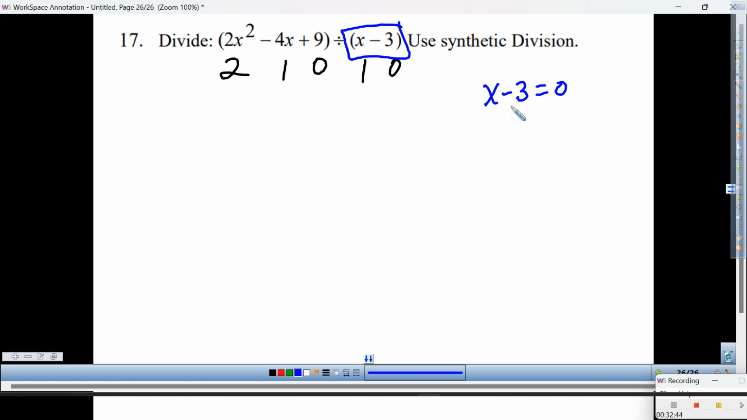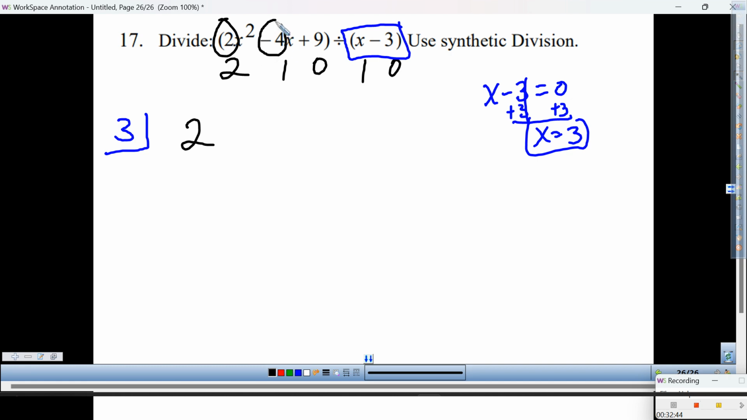Then we solve. Plus 3 plus 3, x equals 3. So that's the number we're going to start with over here as our divisor. What else, Mr. Q? Well, for synthetic division, we use the original polynomial, the first one, but only the coefficients and the constant. So what's my coefficient here? 2. What's my coefficient here? Negative 4. And what's my constant? 9.